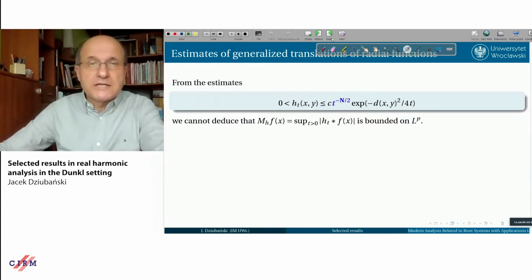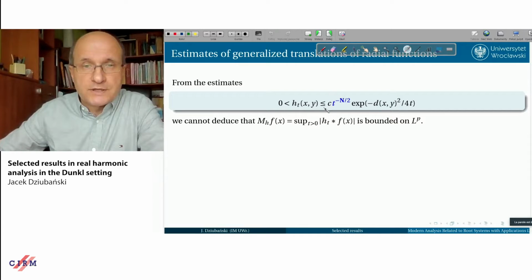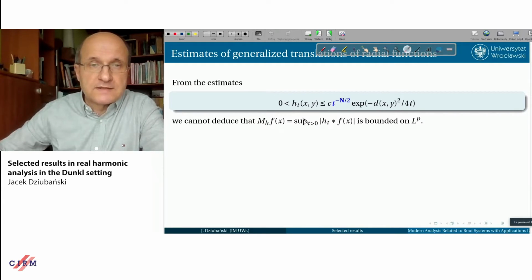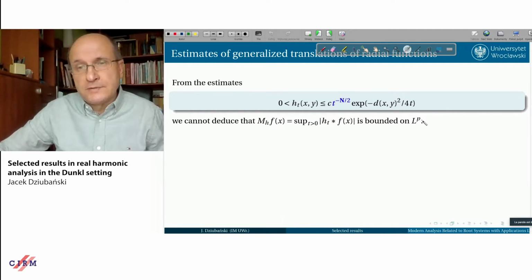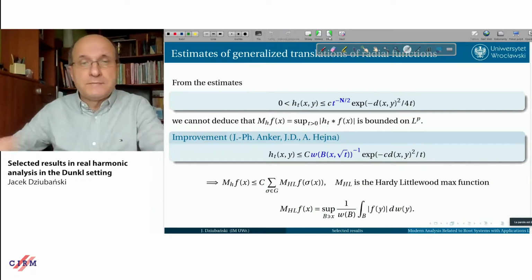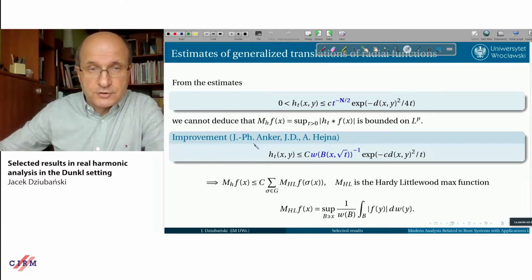And now let me come back to the estimates we have already mentioned. Unfortunately, from these estimates we cannot deduce that the maximal operator from the heat semigroup is of weak type 1,1 or bounded on L^p. So we cannot deduce the Thangavelu-Xu result; in order to do this, we need some improvement. This is joint work with Jean-Philippe Anker and Agnieszka Hejna. The improvement is to replace the factor t to the negative n over 2 by the volume of the ball.